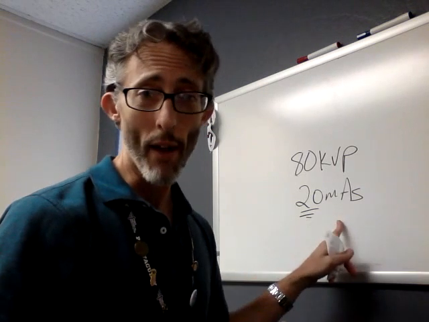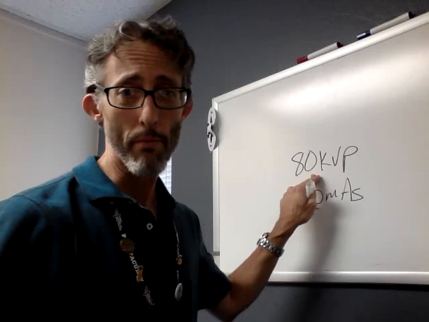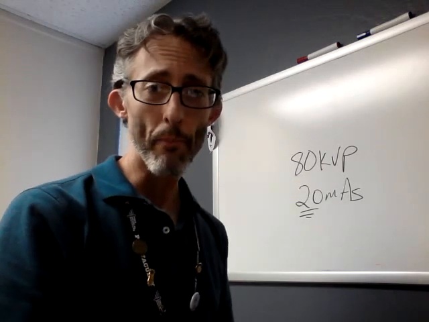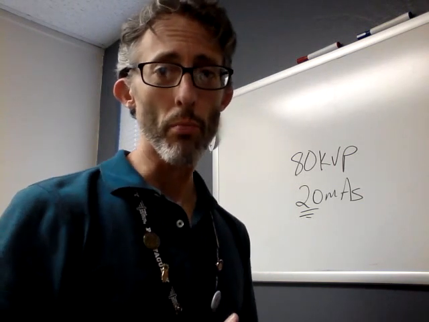But in fact, we don't have to. We can leave the mAs right where it's at, 20 mAs, increase the kVp by 15%, and when we go back and repeat that image, we will have solved our problem. It will no longer be underexposed.